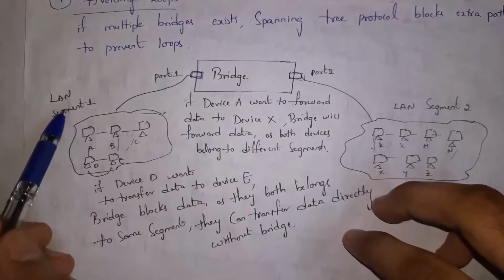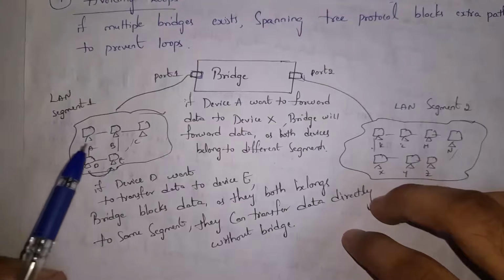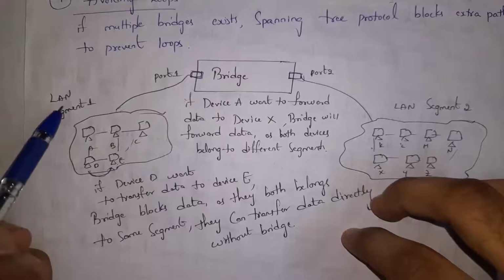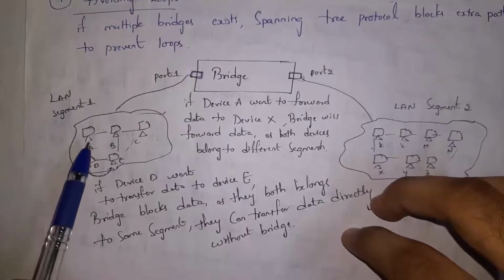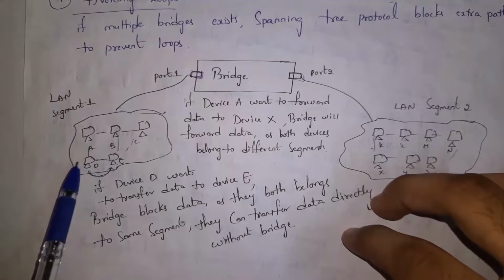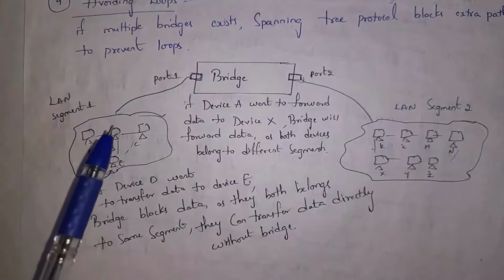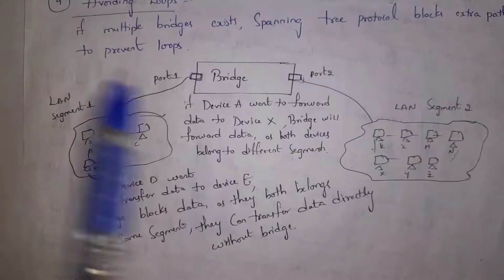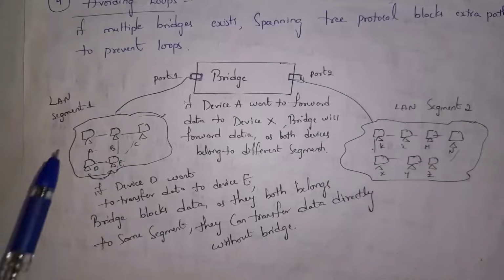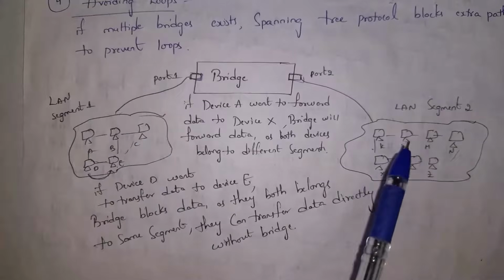As for example, in LAN 1, computer D wants to send data to computer E. So whenever computer D wants to send data to computer E, at first data is transferred to the bridge, and the bridge will identify that both computers belong to the same LAN. As both computers are in the same LAN, these devices can communicate directly without the bridge. So whenever device D sends data, the bridge will block the data. If devices want to communicate on the same LAN, the bridge will block the data. For example, device A is in LAN 1 and device X is in LAN 2. Device A wants to send data to device X. As both belong to different LANs, now the bridge will allow communication.